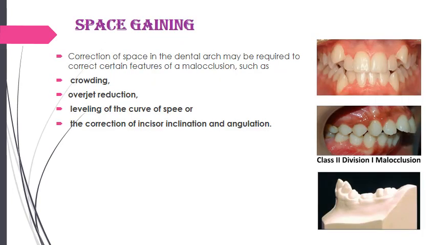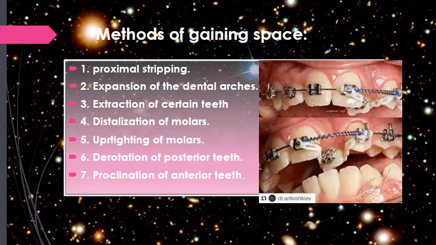So space gaining is simply a way of creating a space in the dental arch that is usually required in orthodontics to correct certain features of malocclusion, such as crowding, overjet reduction, leveling of the curve of Spee, or correction of the incisor inclination and angulation. We have different ways to create a space in the dental arch, but the correct means of obtaining the required space in a given case should be decided after careful examination and model analysis.